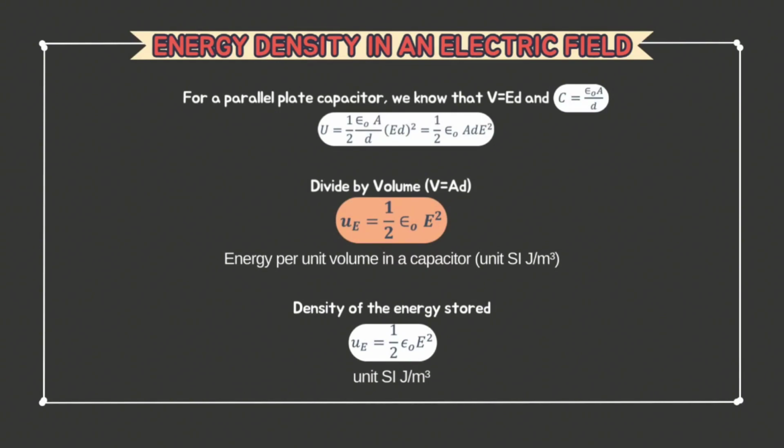After that, we have to divide it by the volume. V equals AD. So u equals 1 over 2 epsilon naught E squared. The energy per unit volume in a capacitor is in joule per meter cube. The density of the energy stored is u_E equals 1 over 2 epsilon naught E squared, and the SI unit is the same as the energy per unit volume in a capacitor, which is joule per meter cube.